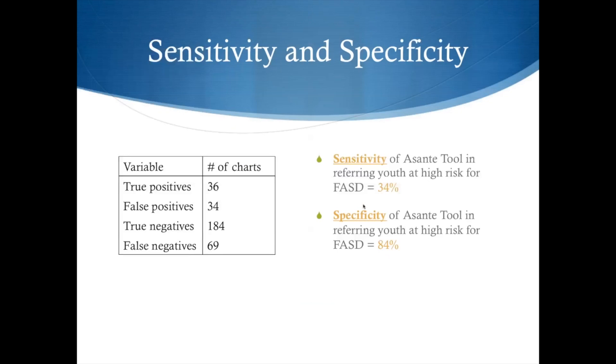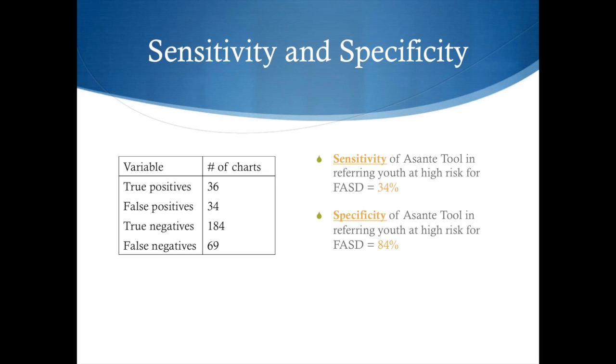So among the charts with enough information to fill out the Asante Center tool and determine if youth were at risk or not at risk for FASD, there were 36 true positive cases. And when comparing with the children who were actually referred by the red flag method, there were 34 false positive cases. So the sensitivity of the Asante tool compared to the current referrals made to the program was 34%.